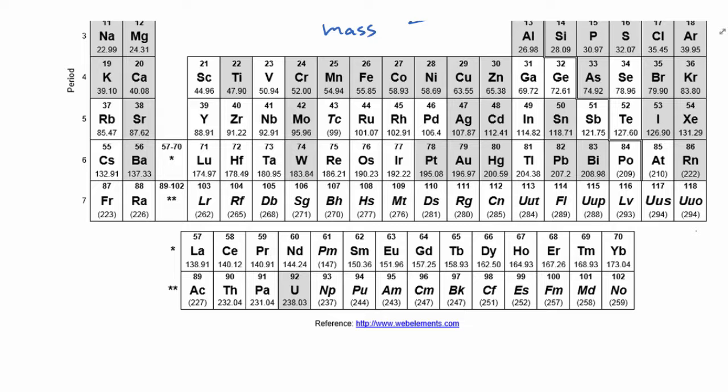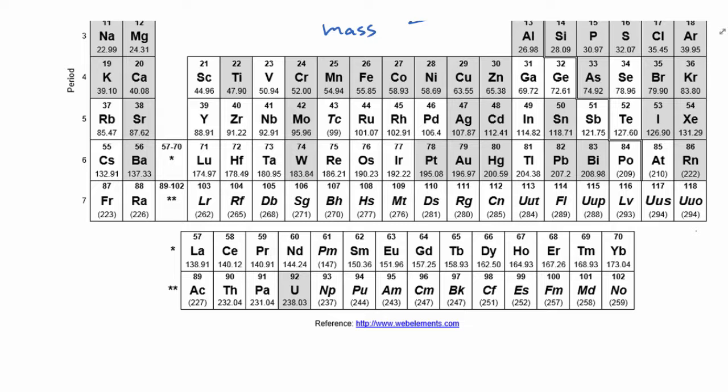Now the other thing about them is that when we see a number in parentheses in here, the number in parentheses represents the most common isotope of that element. So for ones that have numbers in parentheses, these represent the most common isotope of that particular element. And so in the case of neptunium, for example, neptunium-237 is how we pronounce this, is the most commonly synthesized isotope of neptunium in the laboratory.